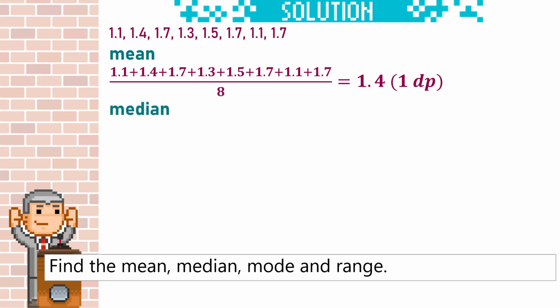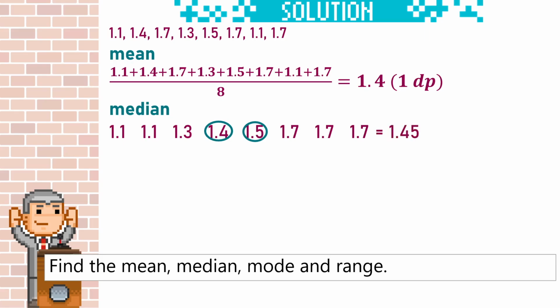Next, to find the median, we put them in order of size. And we cross off 1 from both sides until we're left with 1 or 2 in the middle. We're left with 2 in the middle here, so we need to add them together and divide by 2, or find the number halfway between the two. 1.4 and 1.5, halfway between the two will be 1.45.